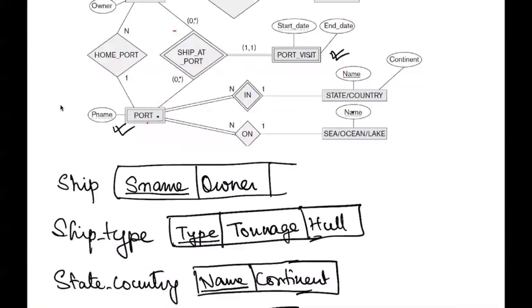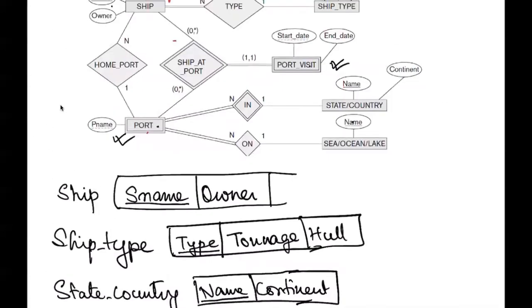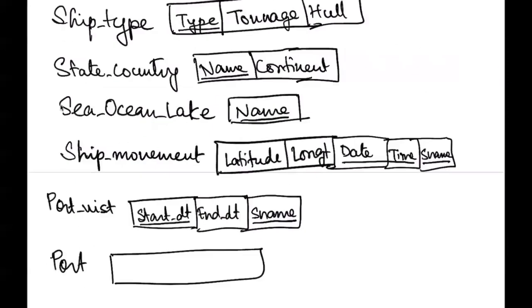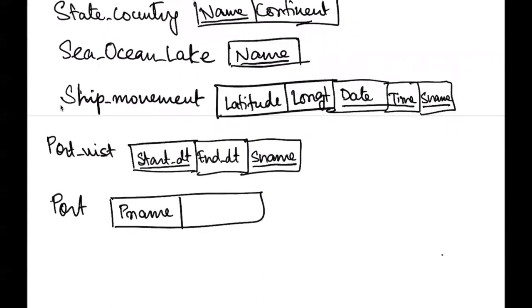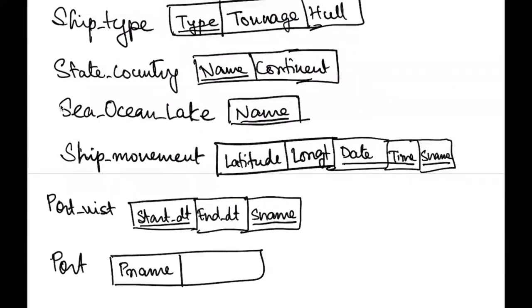Port consists of port name, and it is in a weak relation here, in, and it is associated with state country. So we'll put P name, P name, and the primary key of state country was name, so I'll put name. And together these two would be the primary key.